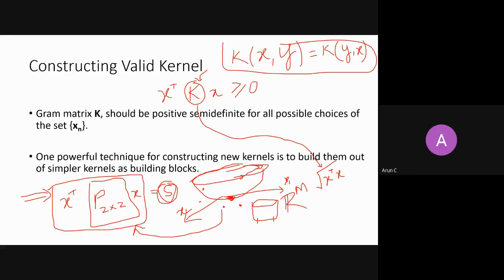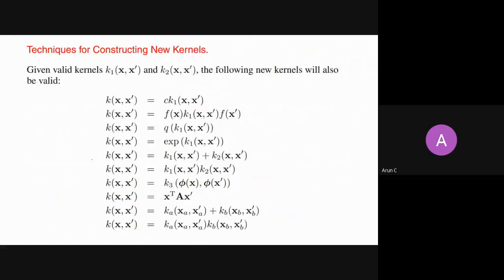So one powerful technique for constructing new kernels is to build them out of simple kernel functions. So if you know some kernel functions, you can do some manipulations to form new kernel functions. For example, if you have kernel function k1 and kernel function k2, then you take a composition of them to form a new kernel function. So c is a constant here. You multiply it with some kernel function, you will get a new kernel function. Even if you take some function on the left and some function on the right, and multiply it with some kernel function, you will get a valid kernel function.